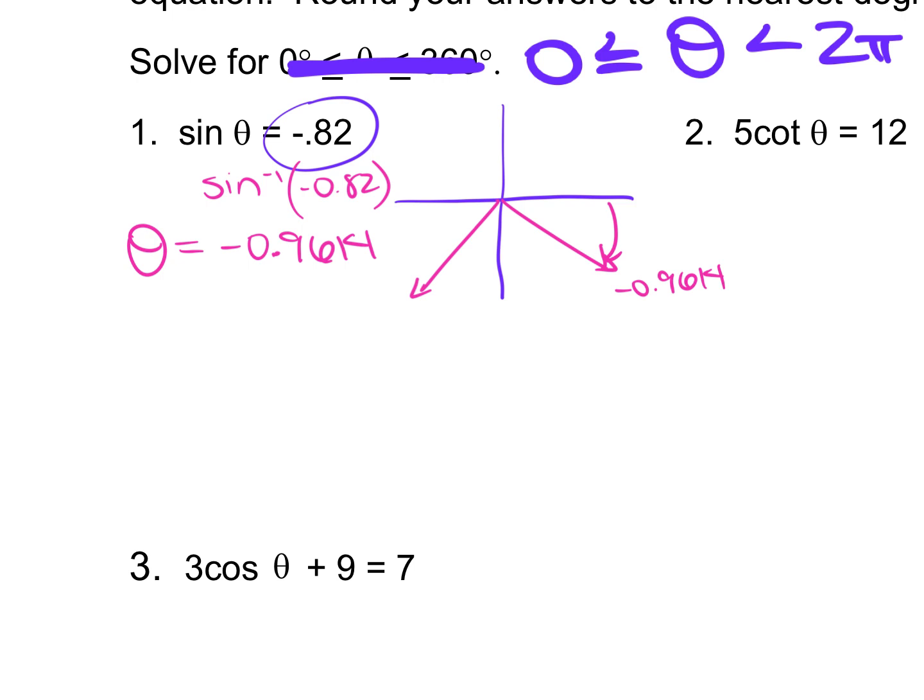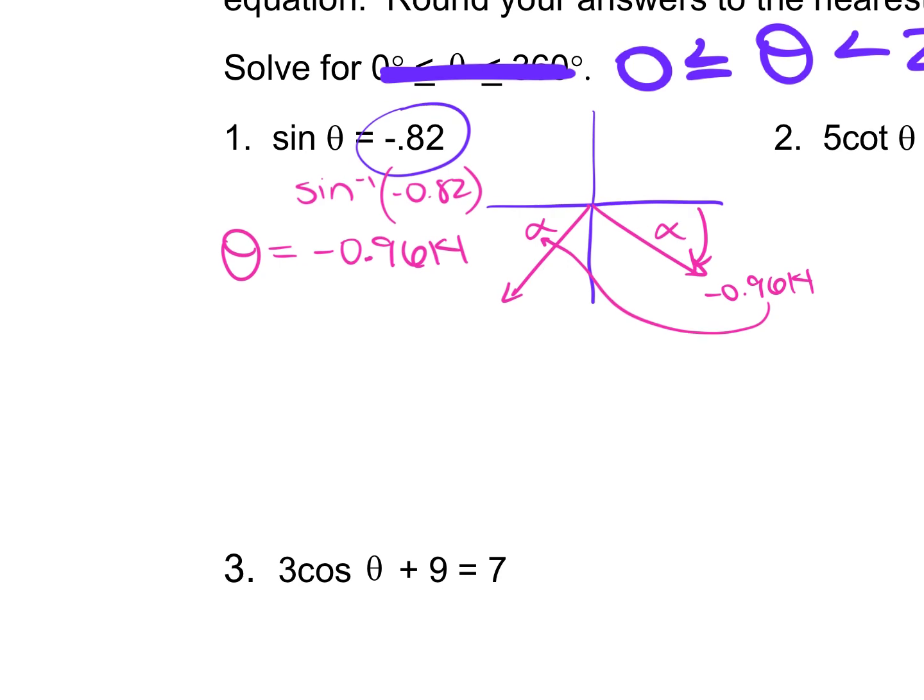Yes? This is also known as your reference angle, although we don't use the negative for the reference angle. So if that is the reference angle there, that is also the reference angle over here. So that 0.9614 can be used as a reference angle right there. So I need to find a second answer using that reference angle.